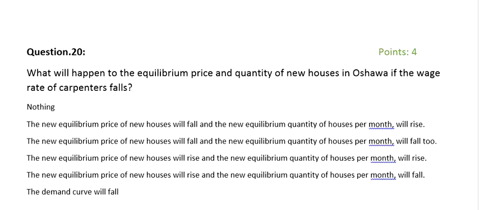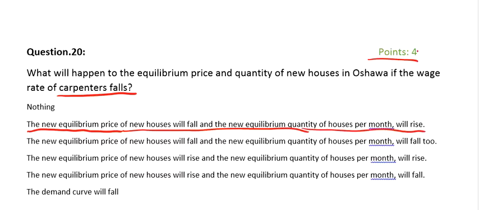Question 20. What will happen to the equilibrium price and quantity of new houses in Oshawa if the wage rate of the carpenter falls? The wage rate of carpenters will affect the price of the houses. The price of the houses will go down, and the quantity of houses will go up. That's the case. 4 points.